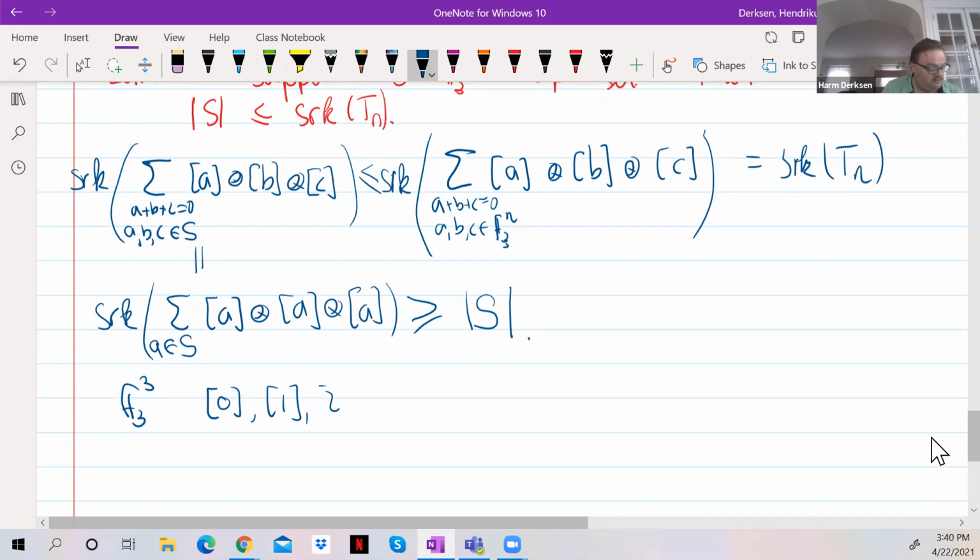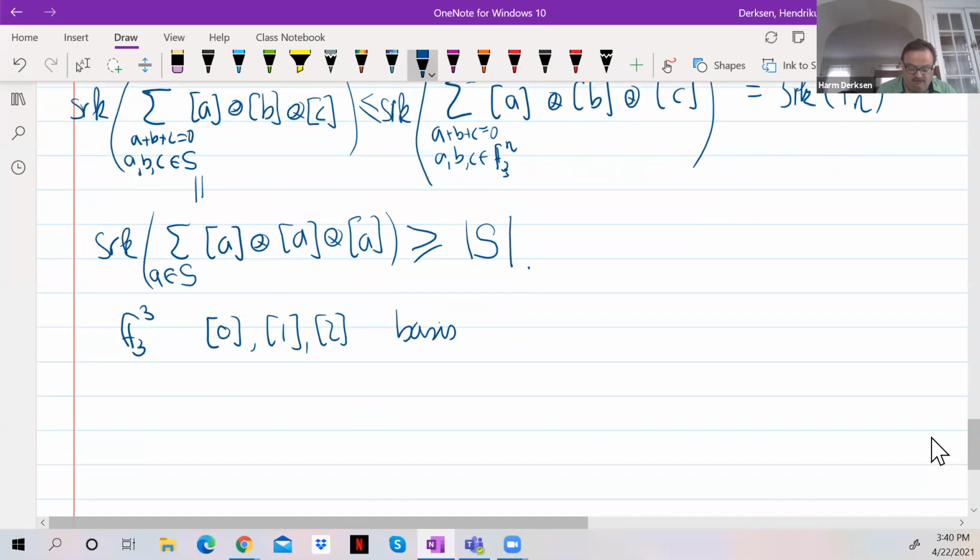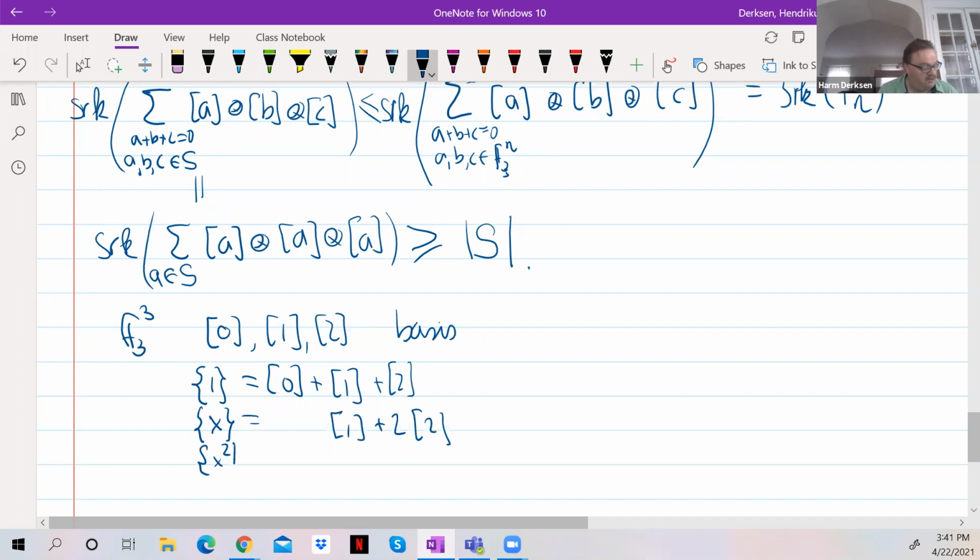Which is a basis. But now we could also choose a different basis. Maybe it's curly 1, which is 0 plus 1 plus 2, and maybe call 1, x, x squared. So basically, these are the functions, and the coefficients are the function values. The constant function 1 has value 1 on 0, value 1 on 1, and value 1 on 2. The function x is 0 on 0, and if I plug in 1, I get 1; if I plug in 2, I get 2. Similarly x squared is 0, 1, and 2 squared is also 1. Okay, so I can use this basis instead.